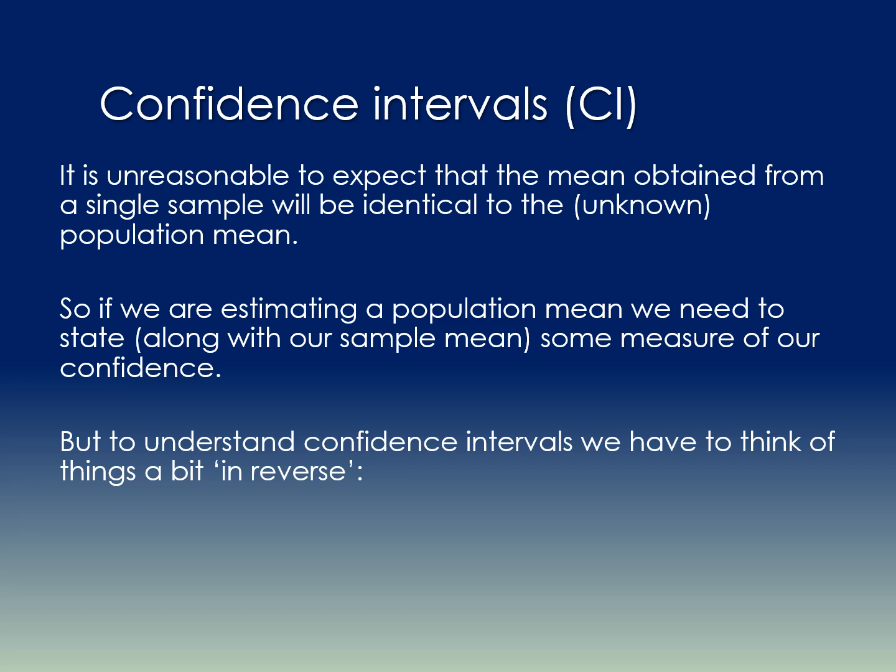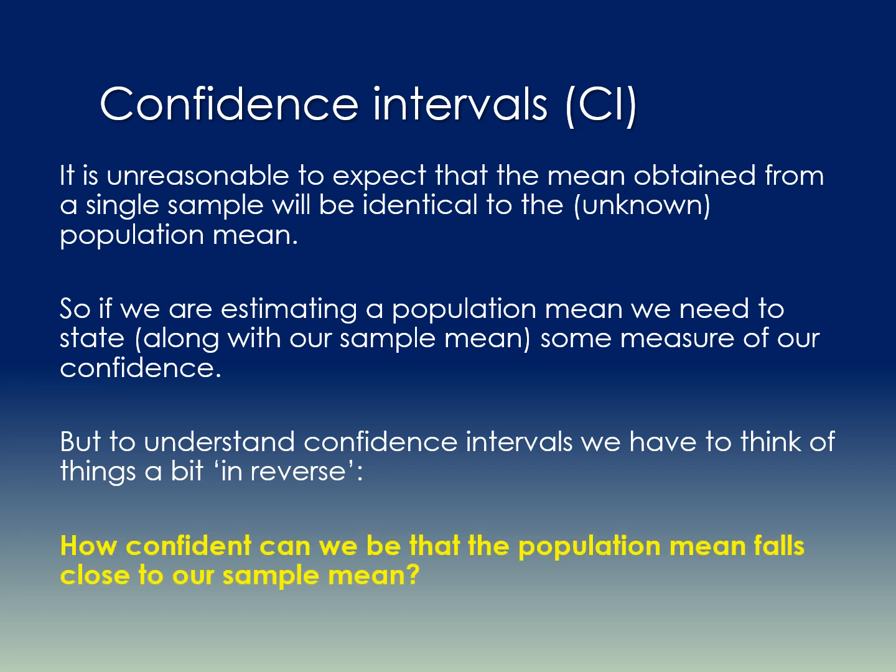But to understand confidence intervals, we need to think of them a little bit in reverse. Instead of asking the question, hey, how close is our sample mean to the population mean? We have to think about it in reverse. We look at it this way: how confident can we be that the population mean falls close to our sample mean? I want you to begin to think that way. I know I've been doing everything else the other way. How close is our sample mean to the population mean?